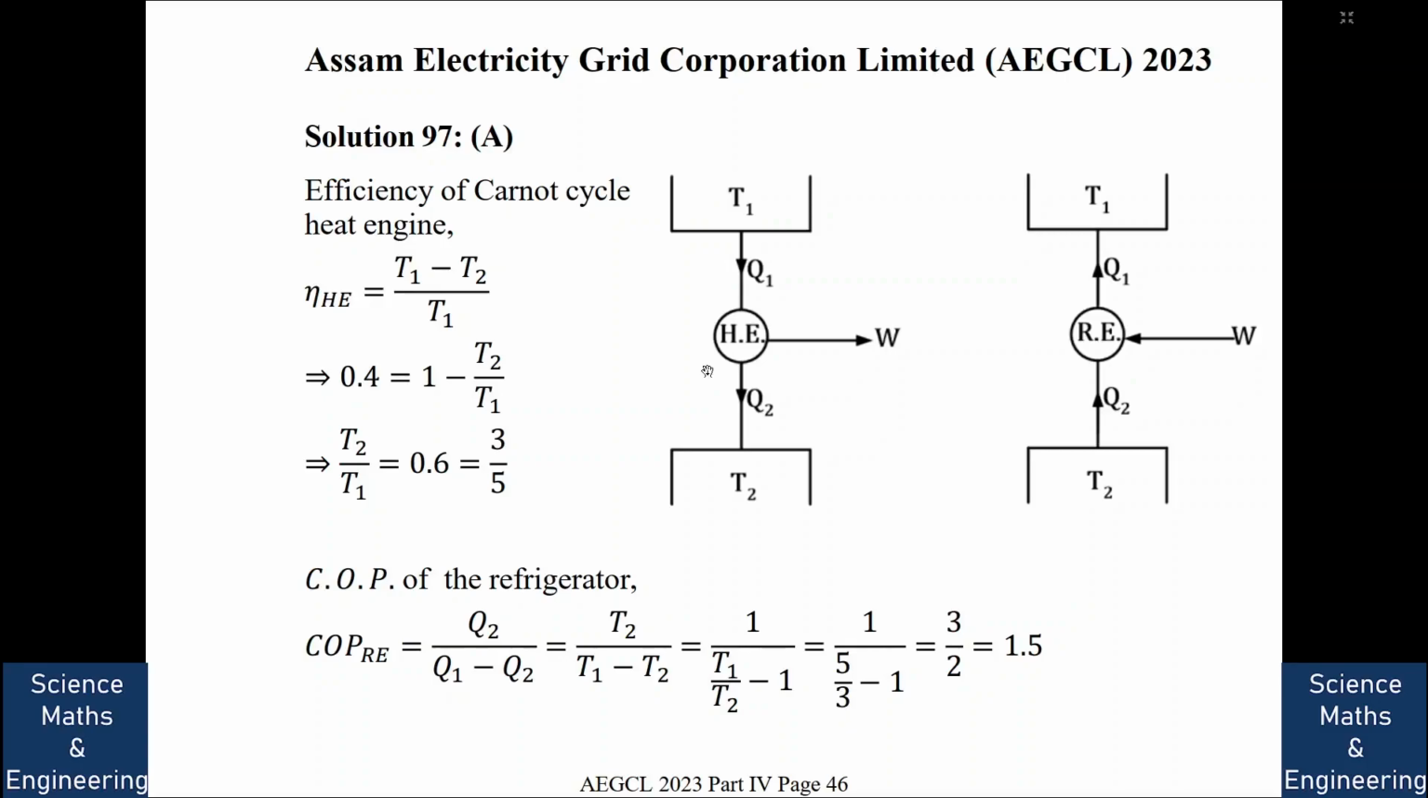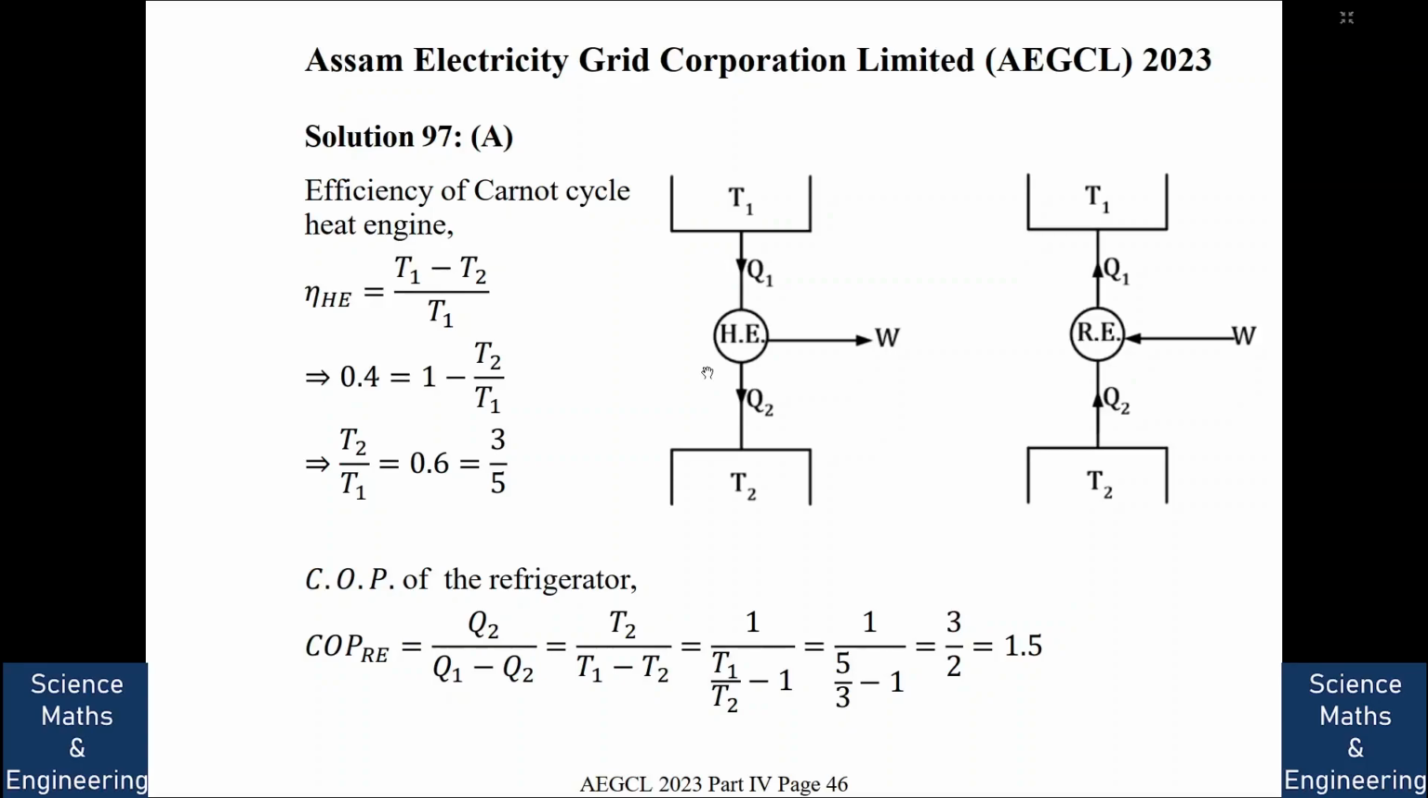Now coefficient of performance of the refrigerator would be equal to Q2 by (Q1 minus Q2), which is equal to T2 by (T1 minus T2), because it is a Carnot cycle, so heat is directly proportional to the temperature. Dividing both numerator and denominator by T2, we get 1 by (T1 by T2 minus 1), so it will be 1 by (5 by 3 minus 1), so it is 3 by 2 or 1.5.